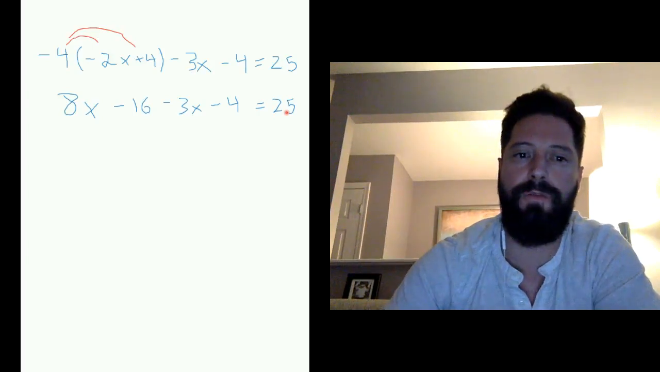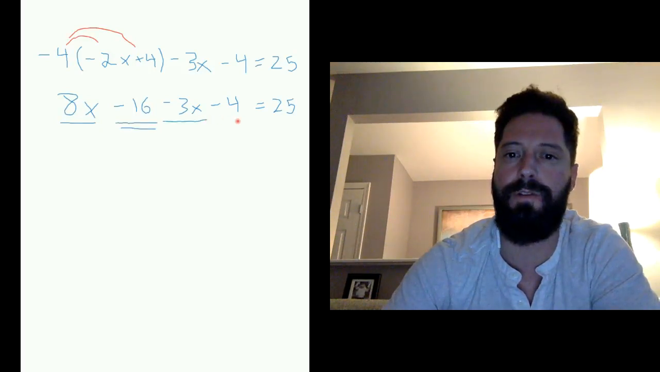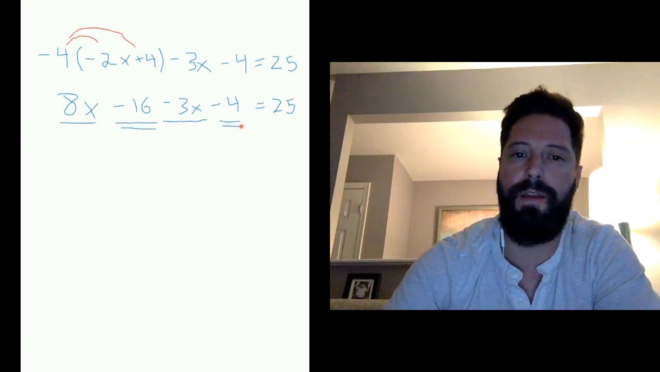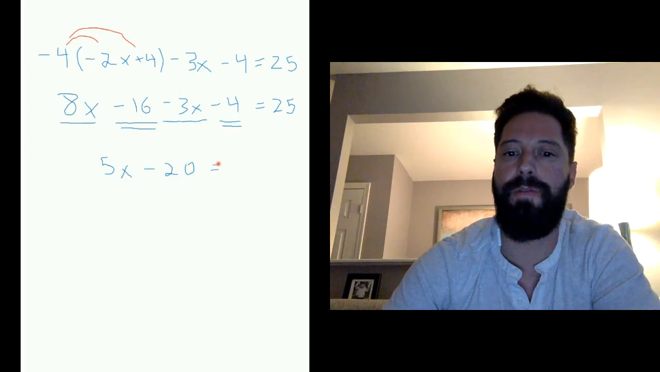Okay, from here we combine the like terms, like the first day of instruction, and we get 8x minus 3x is 5x. Negative 16 minus another 4 is minus 20 equals 25. We are going to add 20 to both sides.